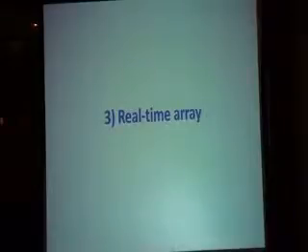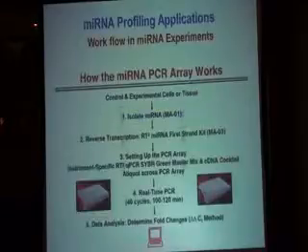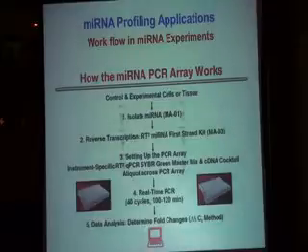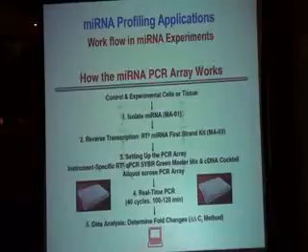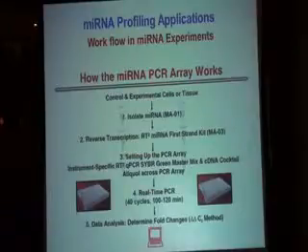Real-time array. Actually, we are now using the real-time array, and in the real-time array, we have the 96-well plate. Eight wells are for the controls, and the other 88 wells are either printed by a single gene that we want to assess, and we use the plate for 88 patients, or it is printed with 88 genes that we need to assess, or a pathway, and we use it for a single patient.